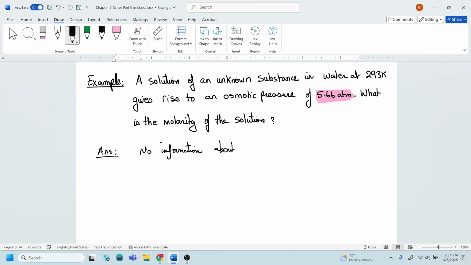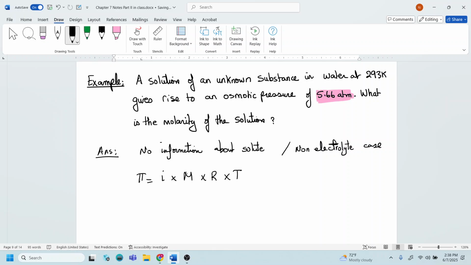So we're going to consider this a non-electrolyte case. If it is an electrolyte case, I is a number greater than 1. And since it's a non-electrolyte case, then we're going to consider I to be equal to 1. So pi is I times the concentration times R times T.